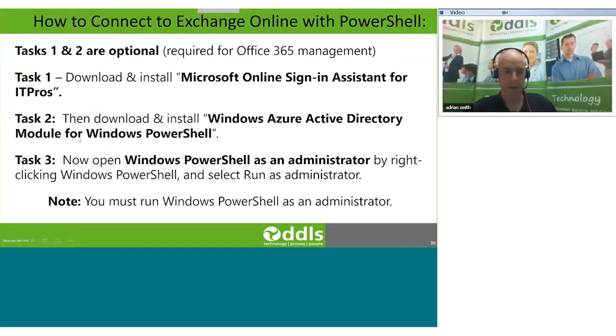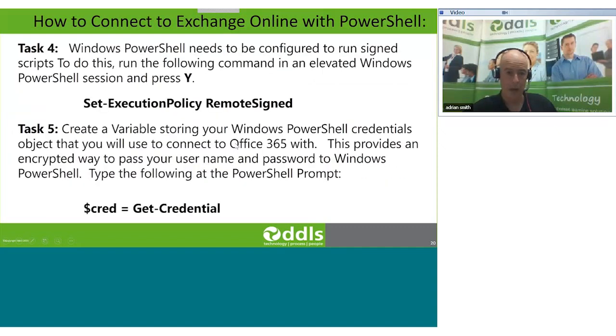We need to open up PowerShell as administrator. These two are actually optional, because when we connect to Exchange Online, we open up a session and go in for a session, so we don't need to load any modules beforehand before we use it. We will need to set the execution policy so we can run things.